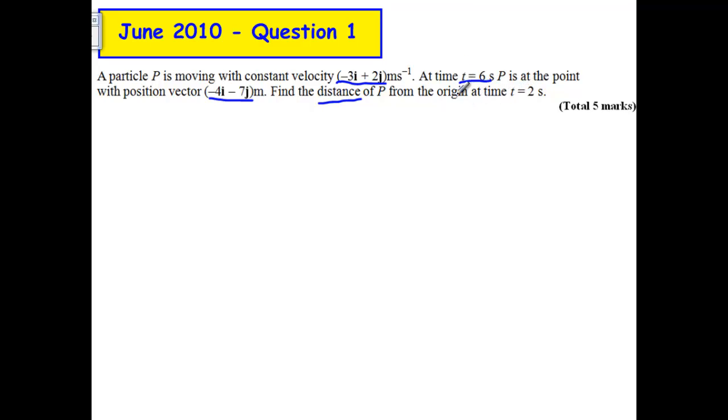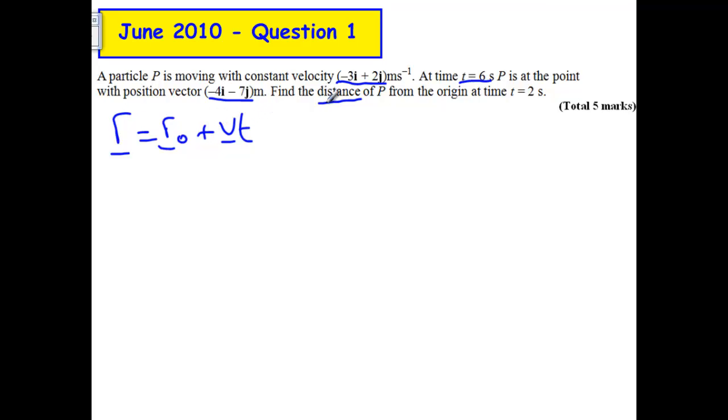Now to answer this question, we have to use a really important formula in M1 vectors, which is written as follows: r equals r0 plus vt. This is a formula that you have to know and be able to manipulate, understand and use. What the formula means is that for any particle, the position vector at any given time is equal to its initial position vector plus its velocity vector times the time. So depending on the value of time, that will affect the position vector of the particle.